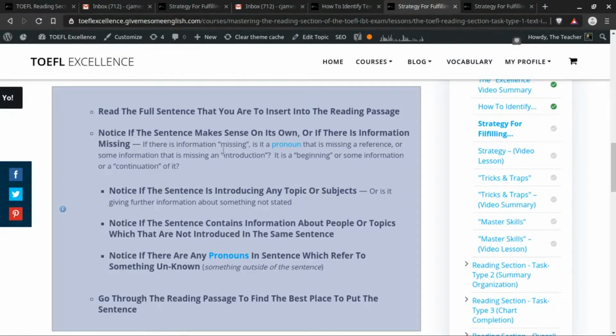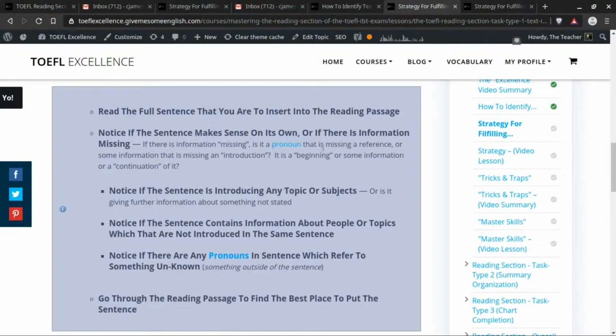Now, that information which is missing, it could be because it starts with a pronoun. If it starts with a pronoun, it's almost never going to be at the very beginning. Sometimes with the different question types, and you'll see when we get to the examples, the box is actually at the very beginning of the paragraph. That doesn't happen every single time, but if it's at the beginning, then it certainly is not going to be starting with a pronoun.